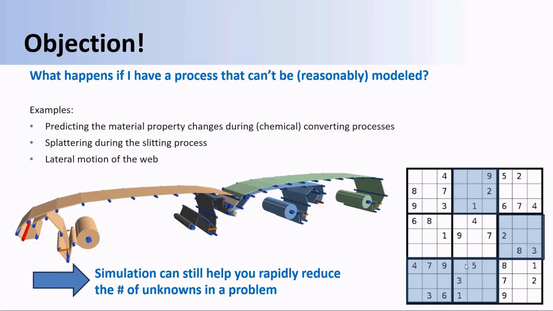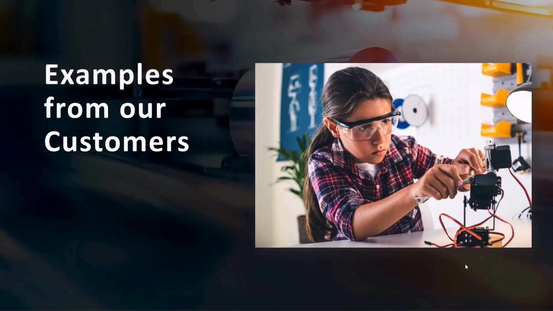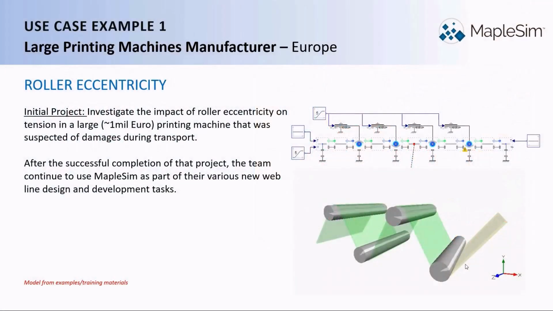Now, I can talk all I want about simulation, but let's talk a little bit about how our customers are using simulation today. And hopefully that'll give you more insight into how you could use it in your work. So this first case is one of roller eccentricity. A machine was shipped to a customer. The customer assembled it, and it was behaving oddly. They were getting a tension fluctuation that was unexpected.